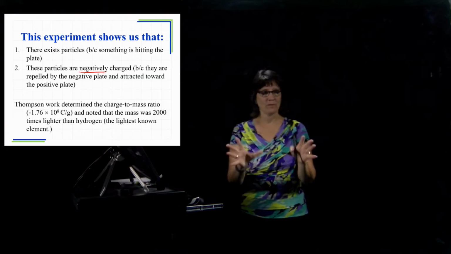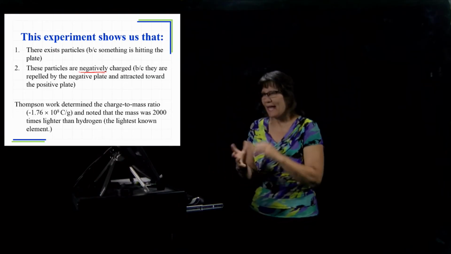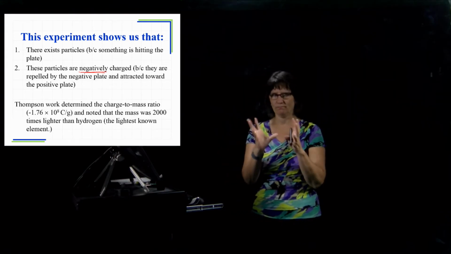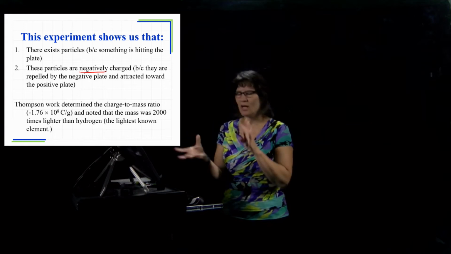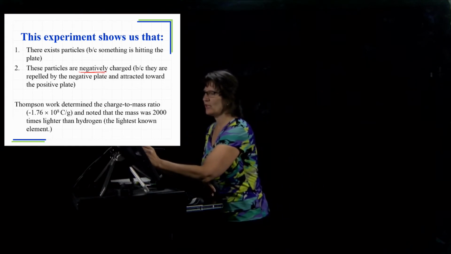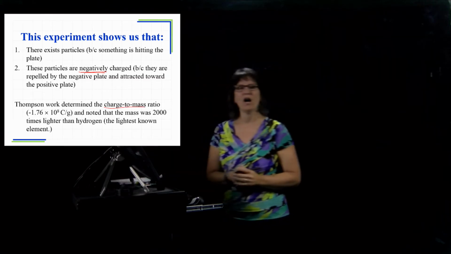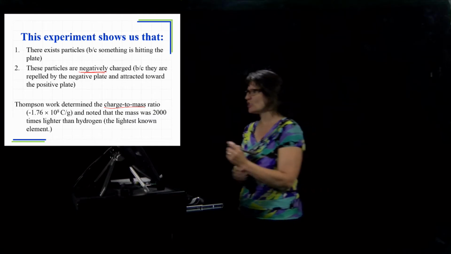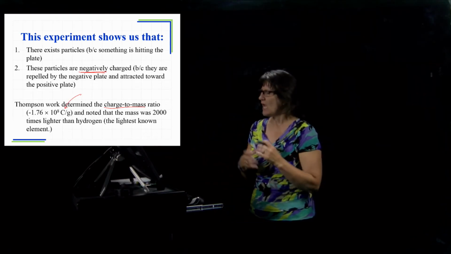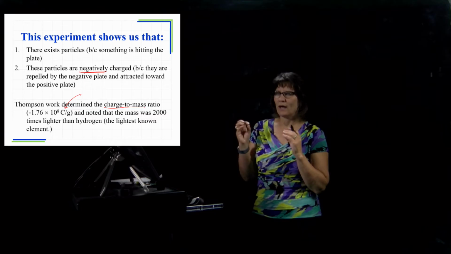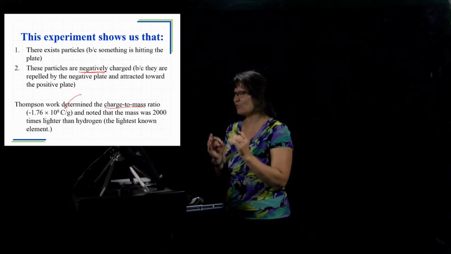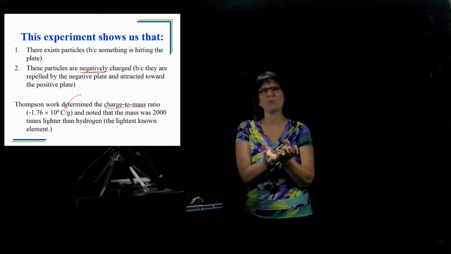Okay? Now, Thomson did some work with his cathode ray tube, and he came up with this notion that he could come up with a charge to mass ratio. That's what it says right there, the charge to mass ratio of these particles. Now the charge is measured in coulombs. That's what the C stands for right there, coulombs. And it's a negative charge, a negative 1.76 times 10 to the 8th coulombs on every gram of these particles.